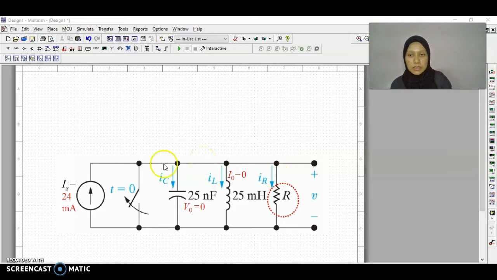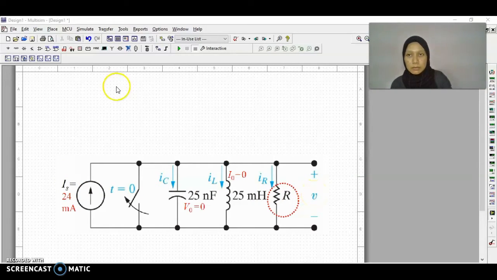After a long time, this current source will only flow through the inductor, and the inductor at that time will only act as a piece of wire. And once again, the current source will flow through in a closed circuit by flowing through the inductor. So it means that during that time, the value of IL will be equivalent to the value of IS. And also the value of voltage at that time will be equivalent to 0.